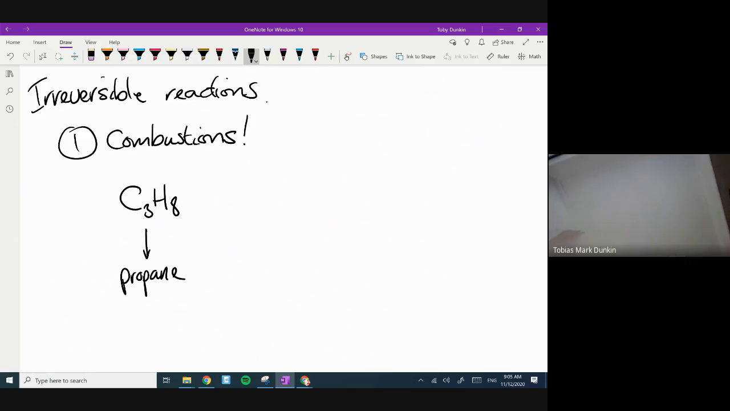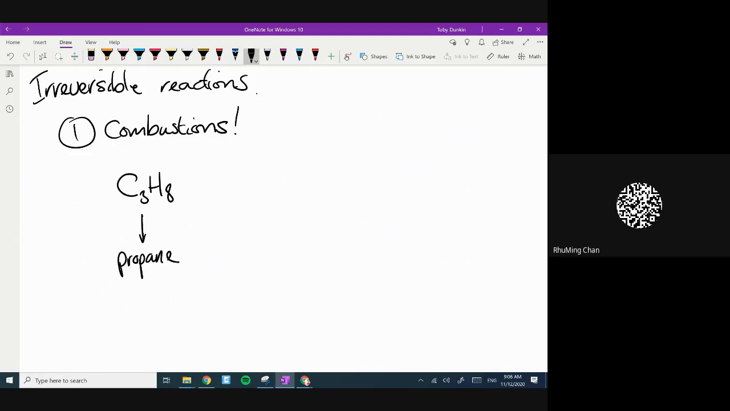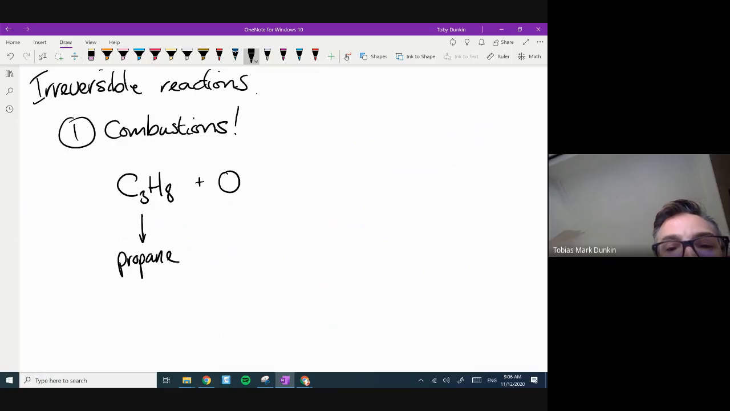I so love the fact that you guys can name organics already. It's amazing. You've no idea how good it was for us to do that in year 10. It was absolutely brilliant. Right, I'm now going to go for Rue. Rue, what am I going to react with it if I want to do combustion? Oxygen. Absolutely. What is the source of oxygen in this case? The air. Well done.